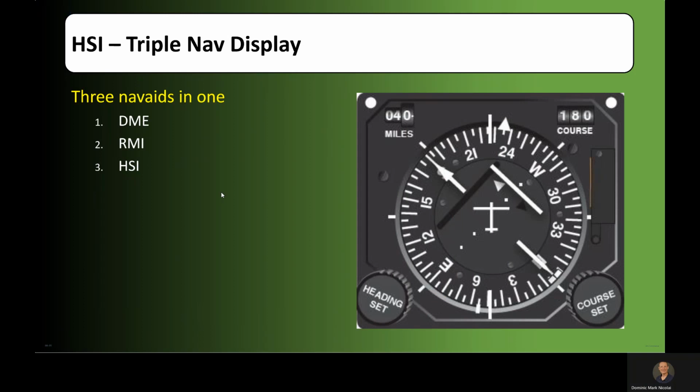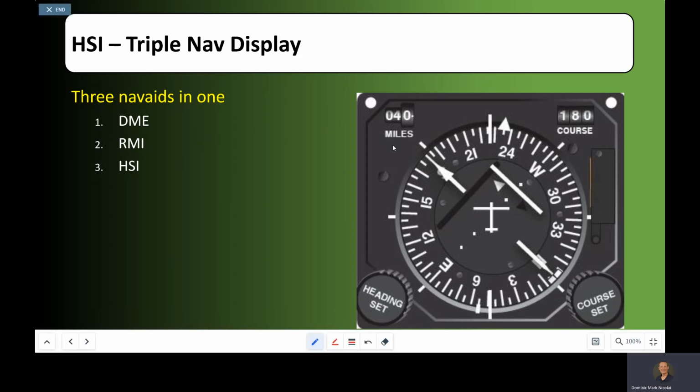Right. The FAA, though, is going to give you what I call a triple nav display. Let's make sure we understand this little critter. The first one, nav type in there, is the distance measuring equipment. Upper left-hand corner, they give you your distance from the station.